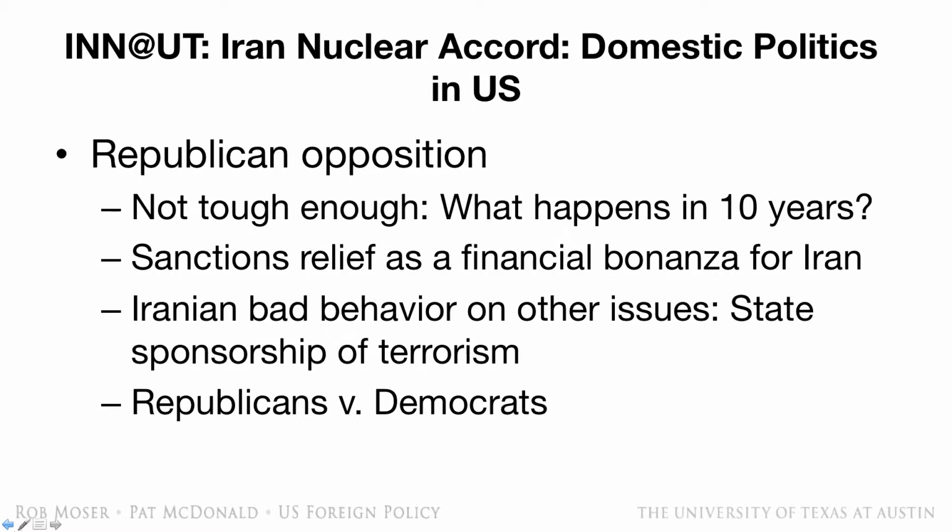First, they argued that it was not strong enough. The deal essentially had a 10-year window on it. Hypothetically, Iran could restart its nuclear weapons program in 10 years. They felt that this temporal window was too short and preferred to maintain economic and political pressure on Iran in a way that would make it more difficult to resume the nuclear weapons program at any point.